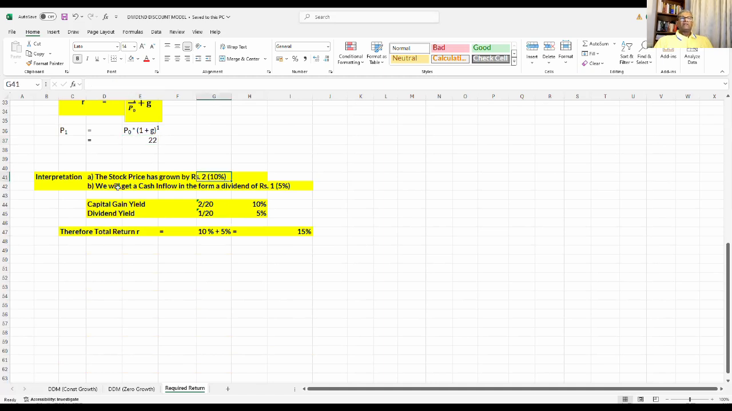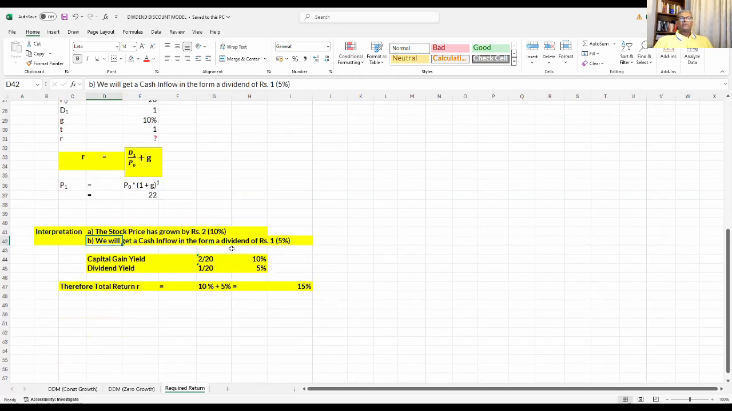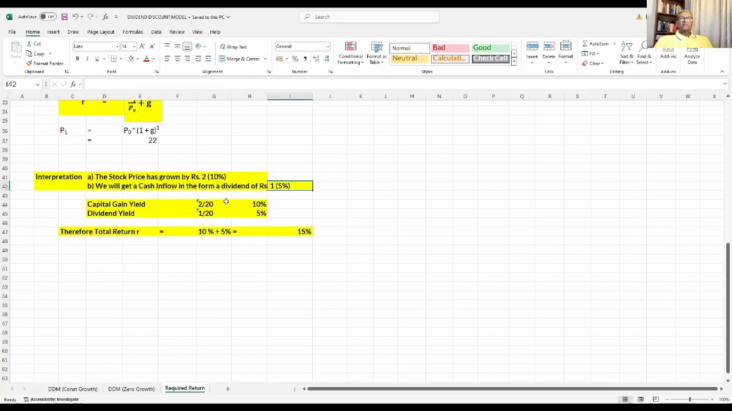And then what is the dividend that we have got? We got a dividend of 1 rupee. So 1 divided by 20 is 5%. So the capital gain yield is 10% and the dividend yield is 5%. The total return is the sum of these two, 10 plus 5 equal to 15%. In this example, we have a stream of cash flows and the price of the stock, so that we can find out the total return of the stock in one period.